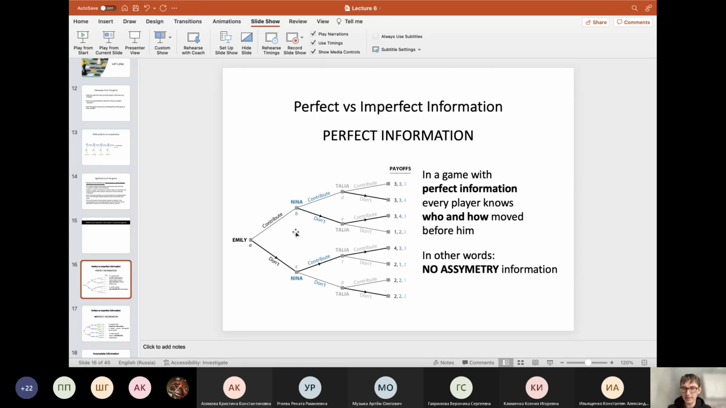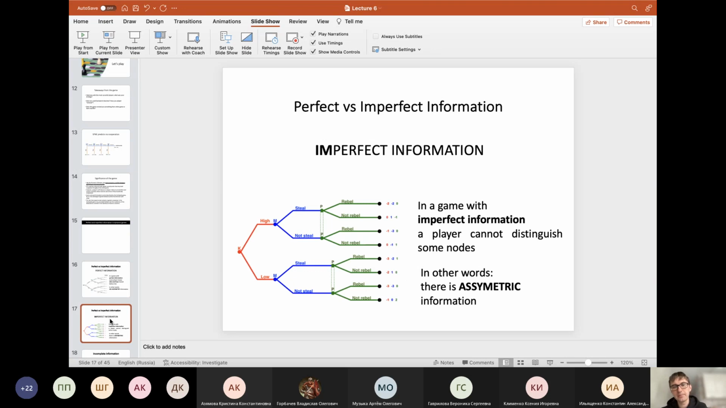An example of this is the game we discussed a week ago with three women who need to decide whether to contribute to a street garden or not. Emily is the first to make her decision, then Nina makes her decision using the information about how Emily behaved, and then Talia makes her decision using the information about how Nina and Emily behaved before her.